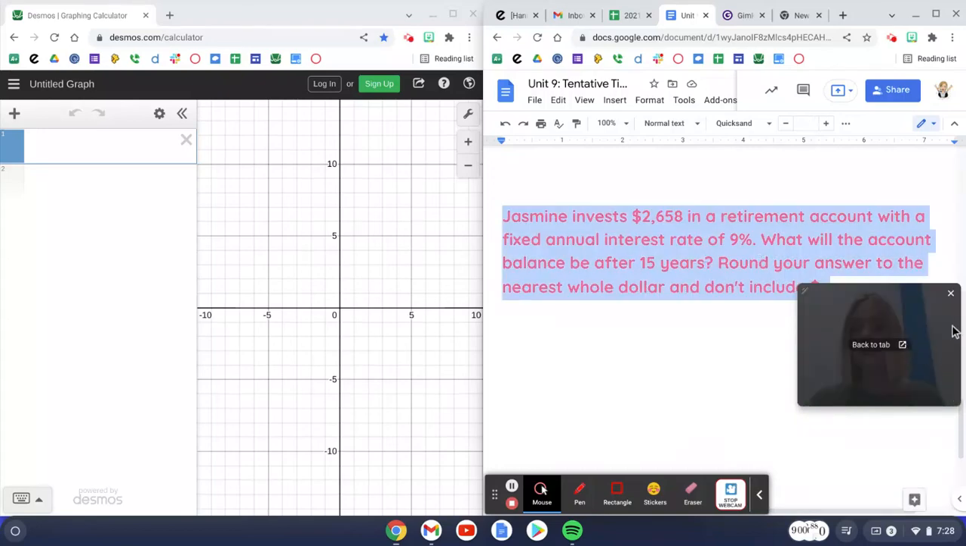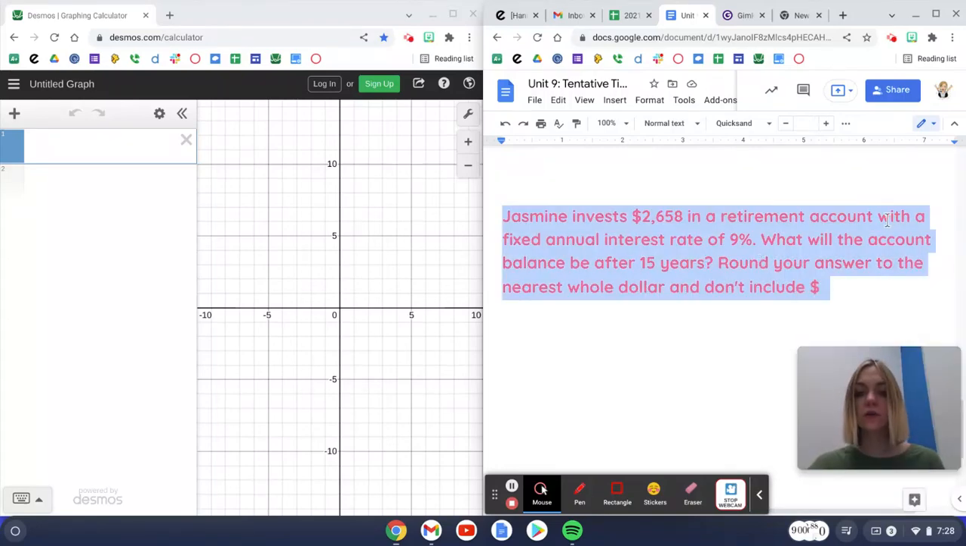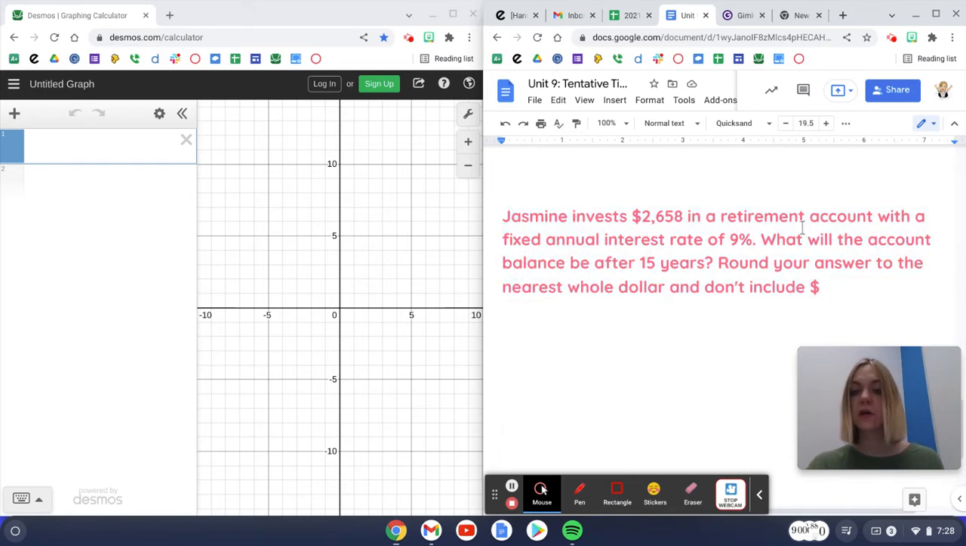So I've got a problem here. It says Jasmine invests $2,658 in a retirement account with a fixed annual interest rate of 9%. So it's growing by 9% every year. What will the account balance be after 15 years? Round your answer to the nearest whole dollar and don't include the dollar sign.